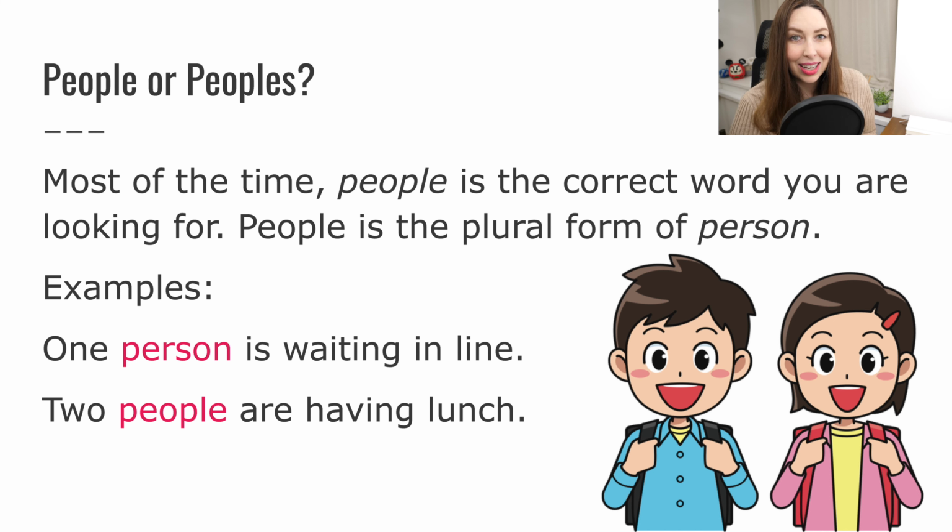Let's take a look at these examples. One person is waiting in line. Okay, one person, that is the singular. Two people are having lunch. So when we're talking about more than one person, generally we're going to use people as the plural form. Pretty easy, right? I think you've learned that in most English classes from the beginning.